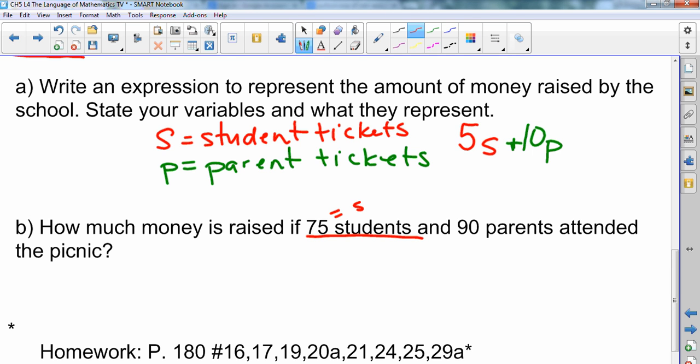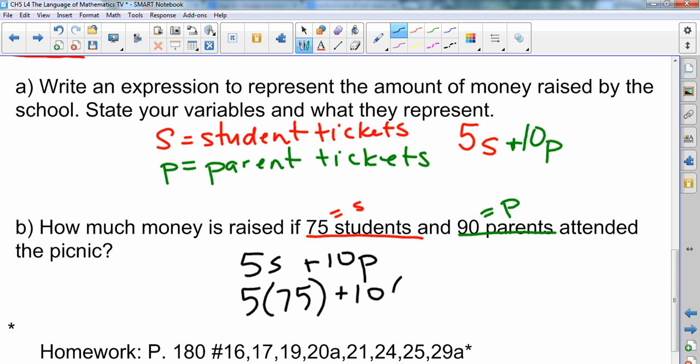So now we're saying, okay, well, we know that 75 students went. So that's our S value. And 90 parents went. That's our P value. So we want to know what did we earn? So 5S plus 10P. So 5 times the student tickets, which was 75, plus 10 times the parent tickets, which was 90. Keeping in mind our order of operations, we're going to multiply before we add.